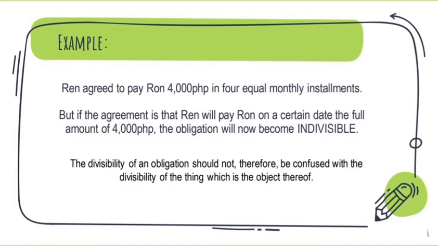So generally, kapag divisible yung object, divisible yung obligations. Pero hindi dapat tayo ma-confuse sa divisibility ng thing or ng object. Sabi nga sa distinction, nakadepende sa intention ng parties kung gusto nila ng complete performance or partial performance. So therefore, kapag divisible yung object and ang intention ng parties is partial performance, the obligation is divisible. Pero kapag divisible yung object and ang intention ng parties is complete performance, the obligation is indivisible.